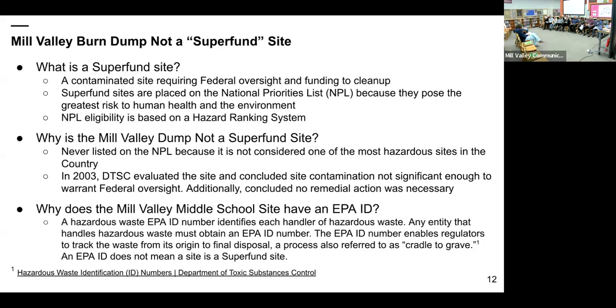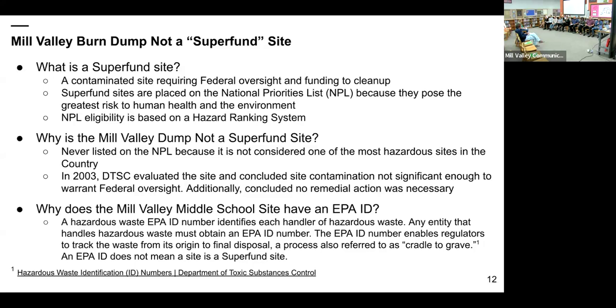Thanks, Dwayne. I'd also like to just provide a little background on another thing that's gone on with the Mill Valley site specifically. We've seen it referenced as a Superfund site, which in reality it is not considered a Superfund site. So there's a little information about what a Superfund is and why this school site specifically is not.